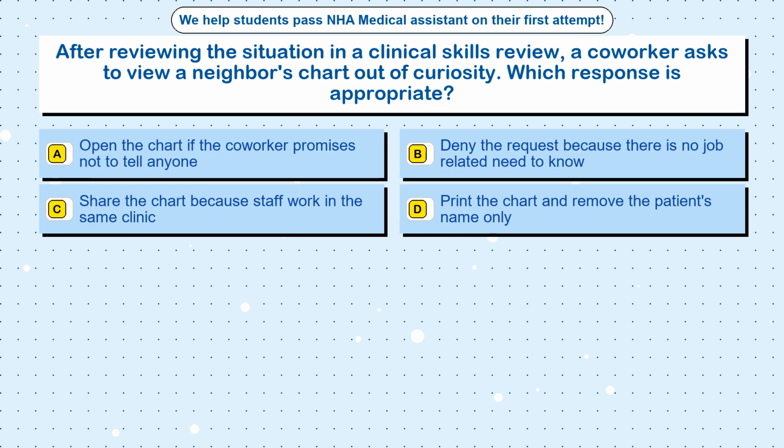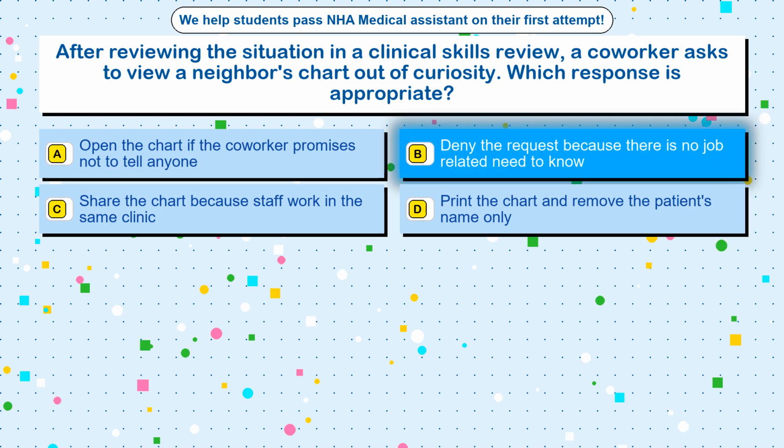Question 71. After reviewing the situation in a clinical skills review, a coworker asks to view a neighbor's chart out of curiosity. Which response is appropriate? Option A. Open the chart if the coworker promises not to tell anyone. Option B. Deny the request because there is no job-related need to know. Option C. Share the chart because staff work in the same clinic. Option D. Print the chart and remove the patient's name only.